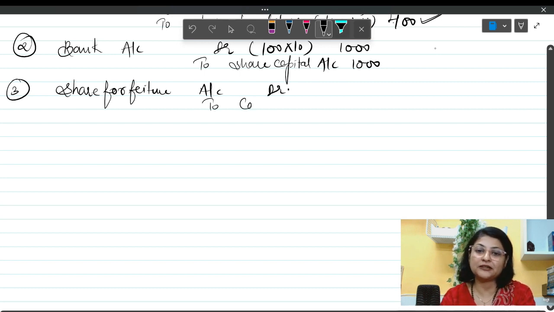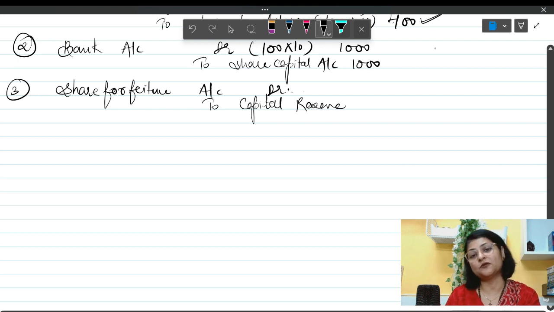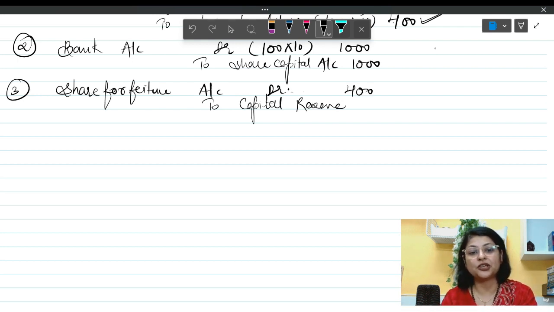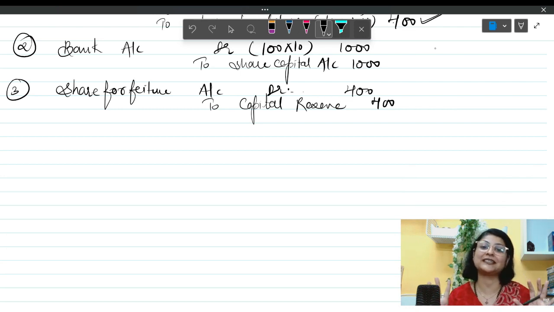What is capital reserve? Capital reserve is the gain on reissue of shares by the company. The company has gained all the amount which was forfeited from the previous shareholder, because while reissuing these shares, the company did not give any kind of discount. So this is how we are going to pass the entries. Altogether 3 entries are going to be there in each case.